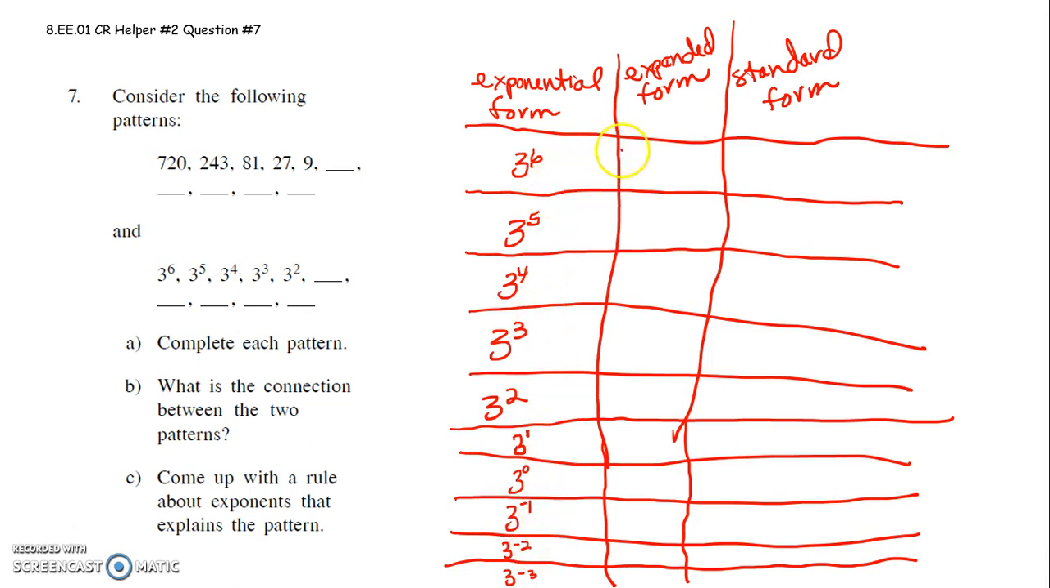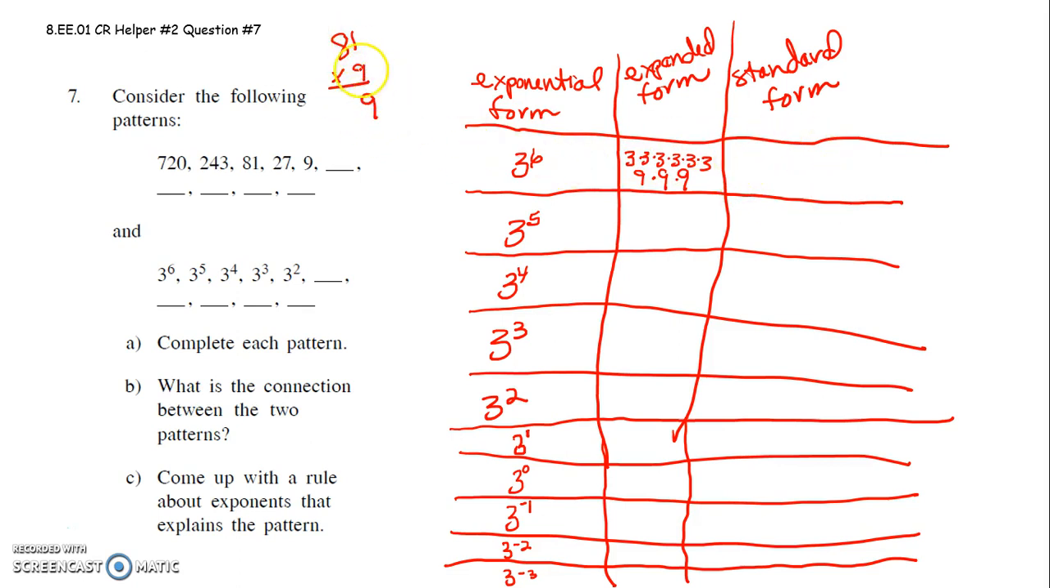Let's take a look at some of these in expanded form. 3 to the 6 means 3 times 3 times 3 times 3 times 3 times 3, 1, 2, 3, 4, 5, 6 threes. Whew. Now I'd have to multiply that together. 3 times 3 is 9. 3 times 3 is 9. 3 times 3 is 9. Okay. 9 times 9 is 81. So I have to do 81 times 9. I don't know what that is. So I'm literally multiplying all these 3s together so I can get to standard form.